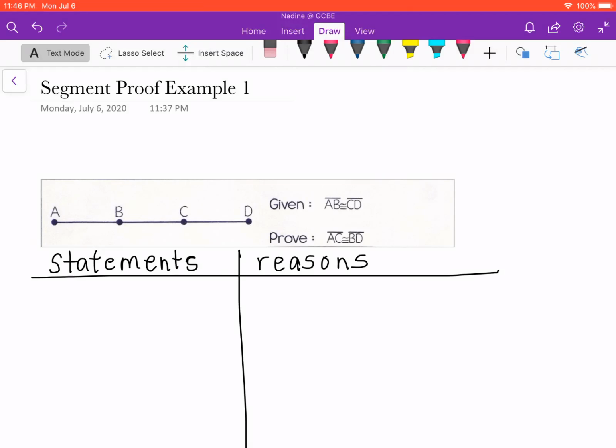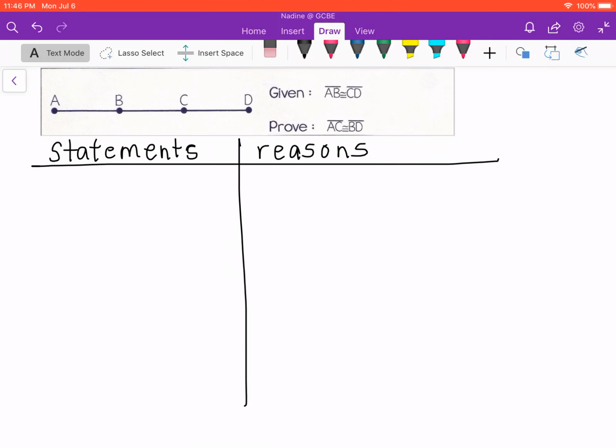We're given that AB is congruent to CD. I'm just going to take a moment and mark that congruency on my diagram. So AB is congruent to CD, and we're trying to prove segment AC is congruent to segment BD. I'm going to highlight this: AC is congruent to BD. That is what we are trying to prove.